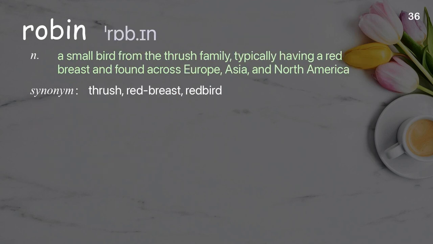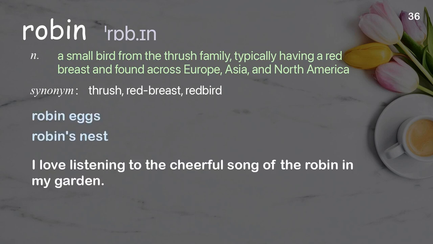Robin. A small bird from the thrush family, typically having a red breast and found across Europe, Asia, and North America. Examples. Robin eggs. Robin's nest. I love listening to the cheerful song of the robin in my garden.